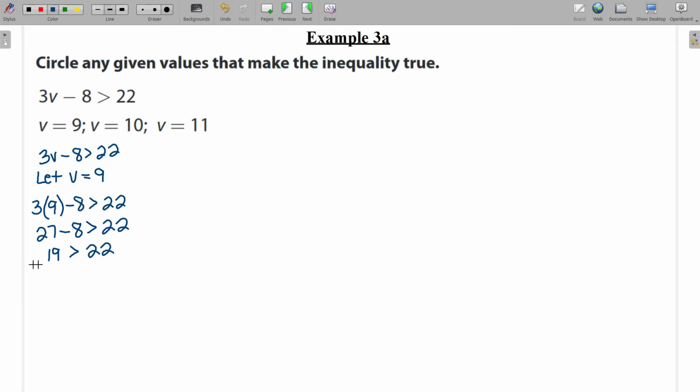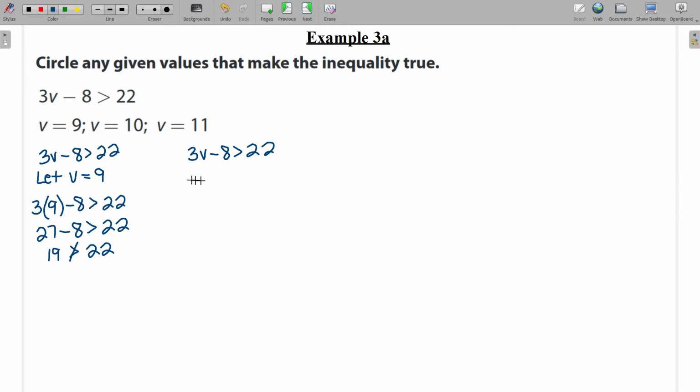And then once I get down to two values, one on each side of my inequality, then I'm going to evaluate to make sure that that's a true statement or not. So 19 greater than 22. That is not a true statement, so I'm going to put a line through it. And so v equals 9 is not going to be one of those choices that I go ahead and circle. Now, the next go round, I'm going to take 3v minus 8 greater than 22.